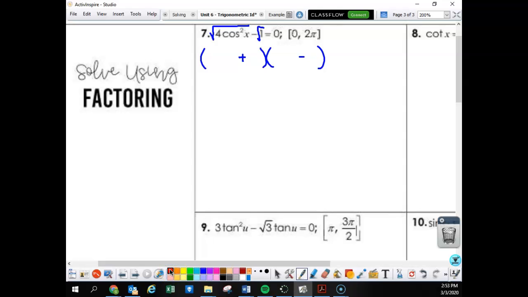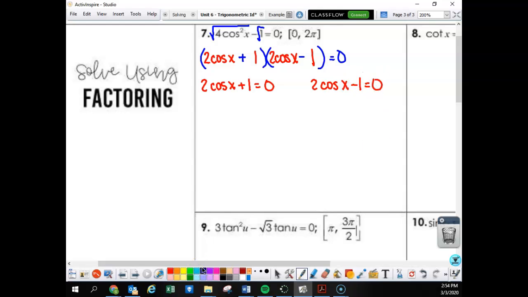So here, the square root of 4 cosine squared x would just be 2 cosine x. And here, this is going to be the same thing, 2 cosine x. And then the square root of 1 is just 1. So it's 2 cosine x plus 1 and 2 cosine x minus 1. And that is all equal to 0. Well, because of the zero product property, I can set both of these terms equal to 0. So it'll be 2 cosine x plus 1 equals 0, and 2 cosine x minus 1 equals 0.